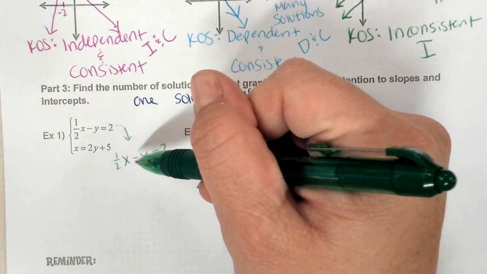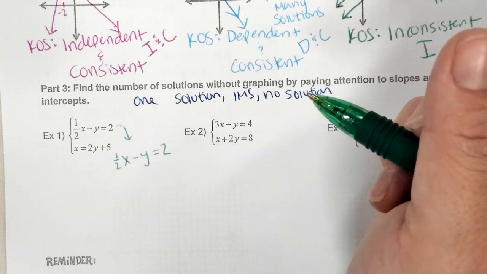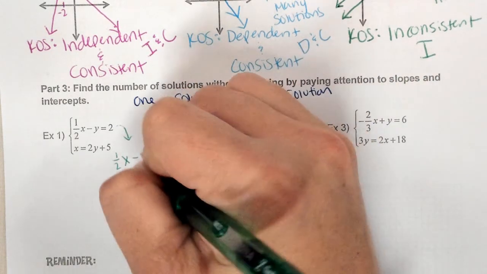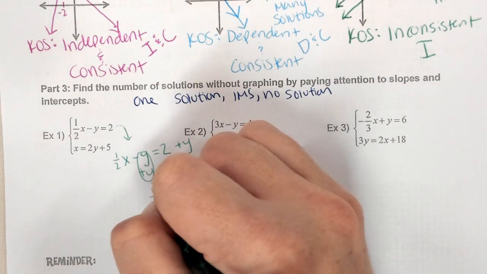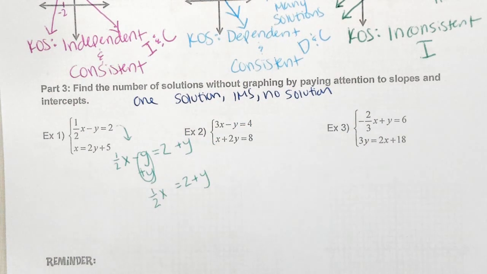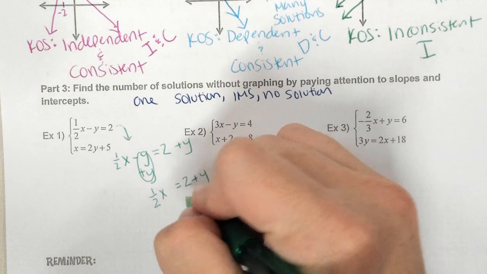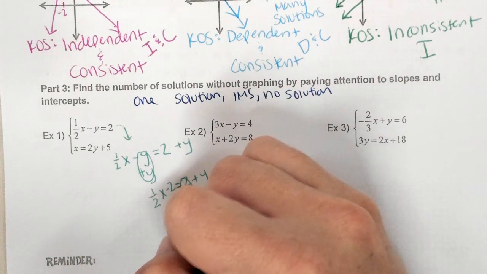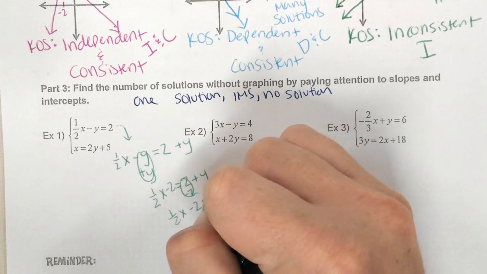So I'm going to move my negative y. How do I move a negative y? Add y. So I'm going to put plus y, plus y, and I have 1/2 x equals 2 plus y. How do I get y by itself now? Minus 2, because I have that 2 and they're being added together. So minus 2, and now I have 1/2 x minus 2 equals y.